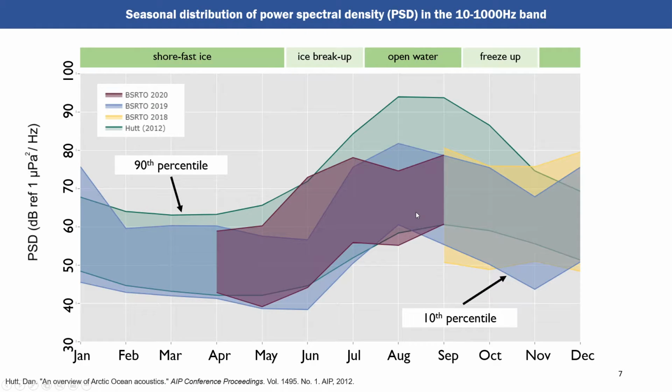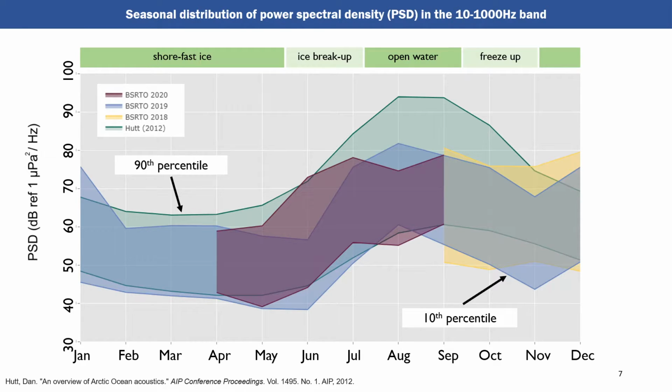So now let's see how the seasonality of the ice affects noise levels. What we have here is power spectral density on the y-axis over the calendar year. We have data in different colors from different years, but in green we also have historical data collected by Hutt in 2012. On the top we have a descriptive characterization of the seasonal ice conditions. So we have shore fast ice, ice breakup, open water, and freeze up. And these are noise levels, monthly noise level distributions between 10 and 1,000 hertz.